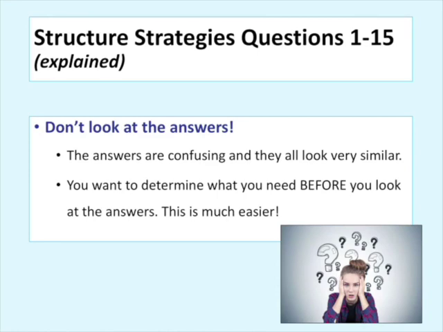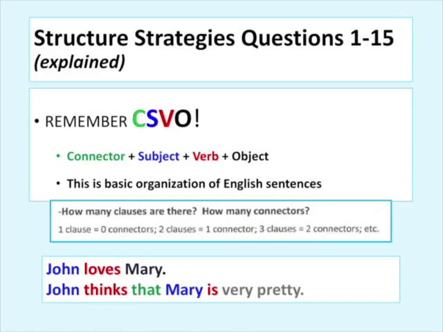What you want to do is look at the sentence, go through the word order, and determine what you need. Does the sentence need a subject, a verb? Find that out before you look at the answers. This is a lot easier. Another main strategy for these questions is to think about connector, subject, verb, object. This is the basic organization of English sentences. Your sentences need these. So, the first part, connectors, we will talk more about that later.